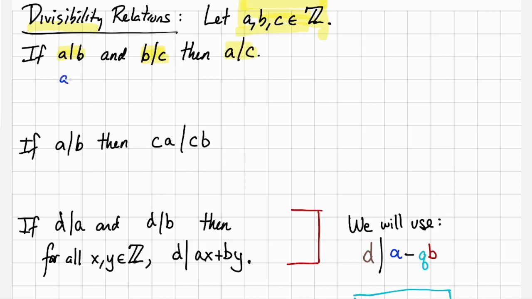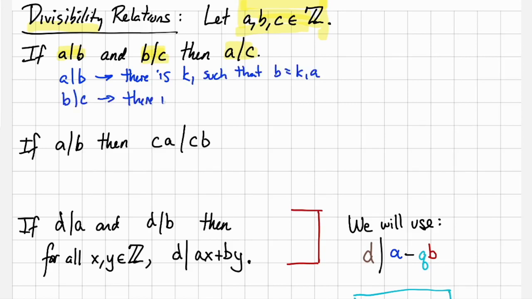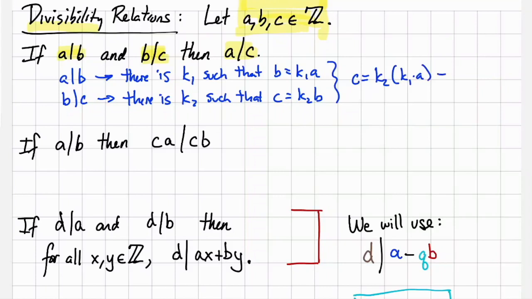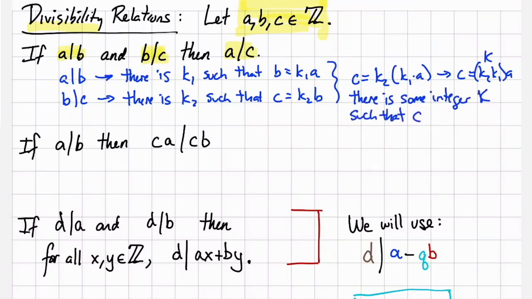Let's explain why. If a divides b, there is some k1 such that b is equal to k1 times a. If b divides c, there is some k2 such that c is equal to k2 times b. Putting those two together, we can write c is equal to k2 times b, which is k2 times k1 times a. Combining those constants, we get c is equal to k2 times k1 times a. We'll write k2 times k1 as capital K. And so this equation tells us that there is some integer capital K such that c is equal to capital K times a. That's the definition of a divides c.